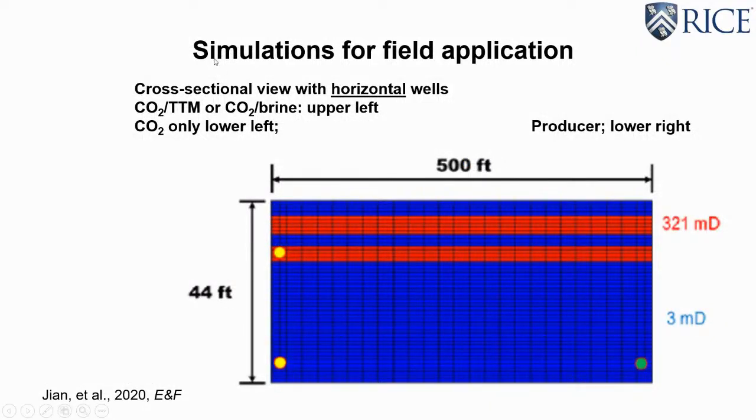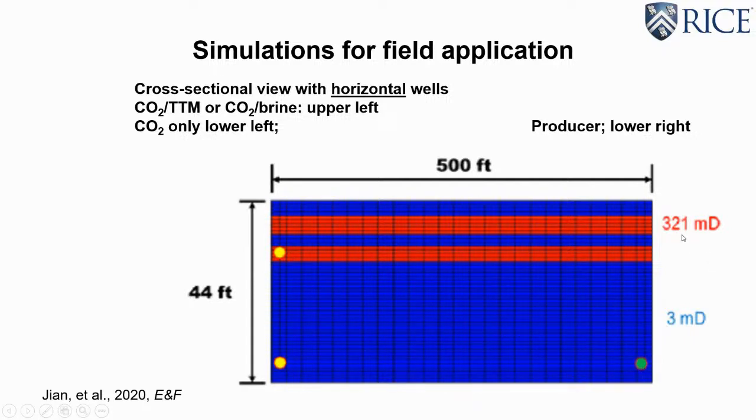So this is a simulation for the field application. So we have a cross-sectional view with horizontal wells. The distance between injection wells and production wells is 500 feet. Thickness of the formation is 44 feet. We have horizontal wells, injection wells here and here, and then the horizontal production well is here.